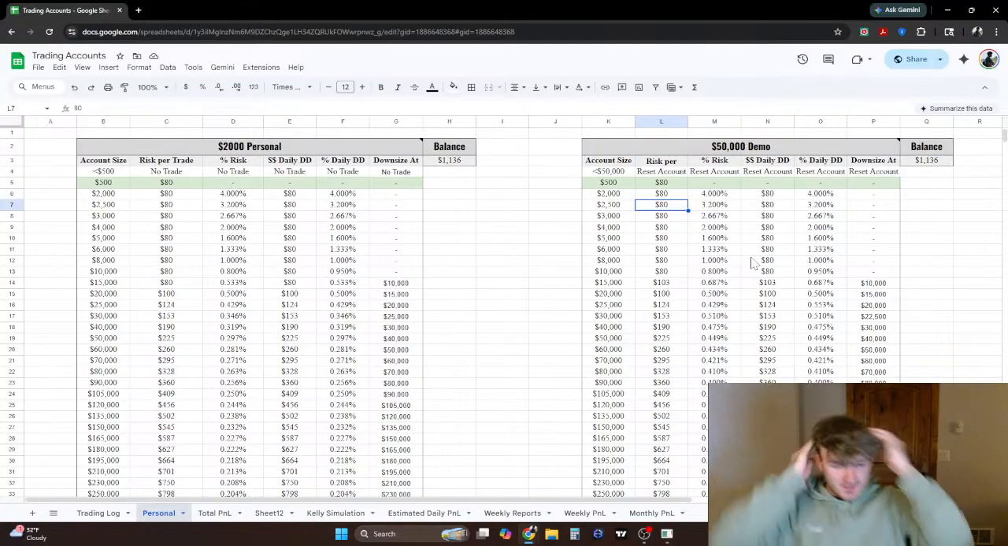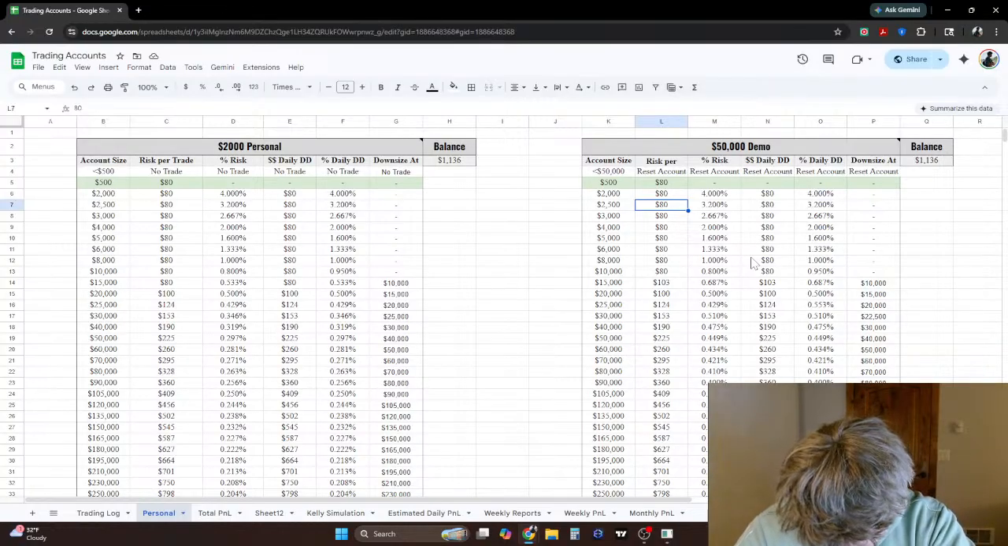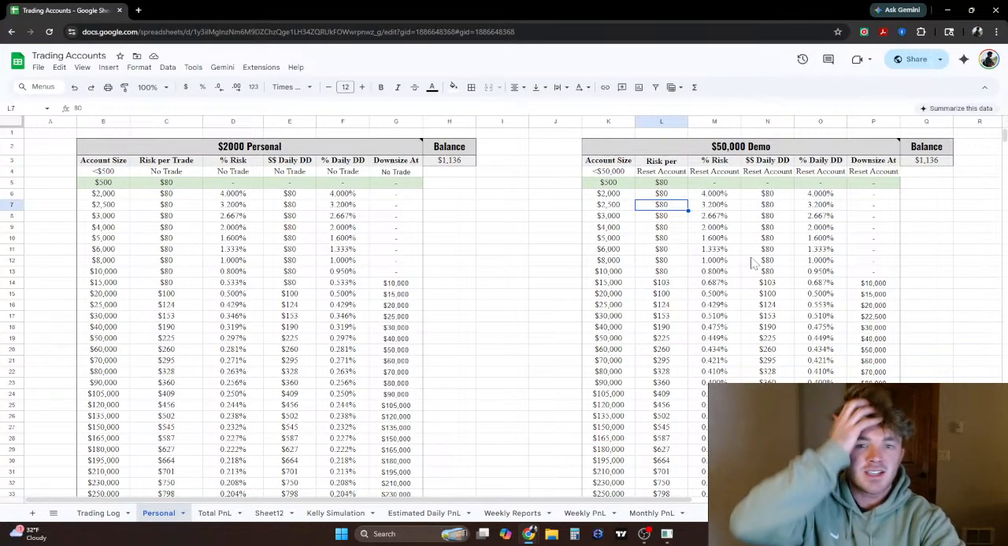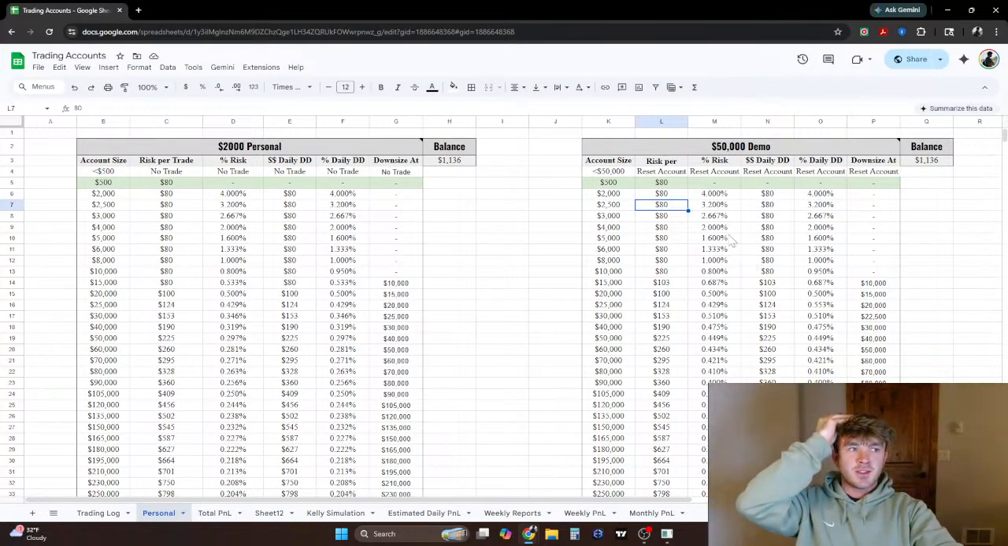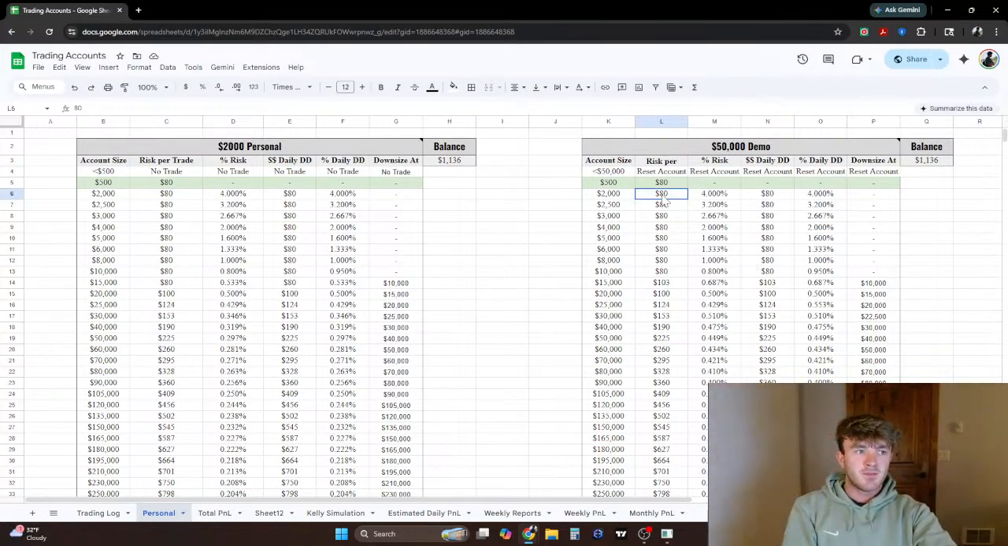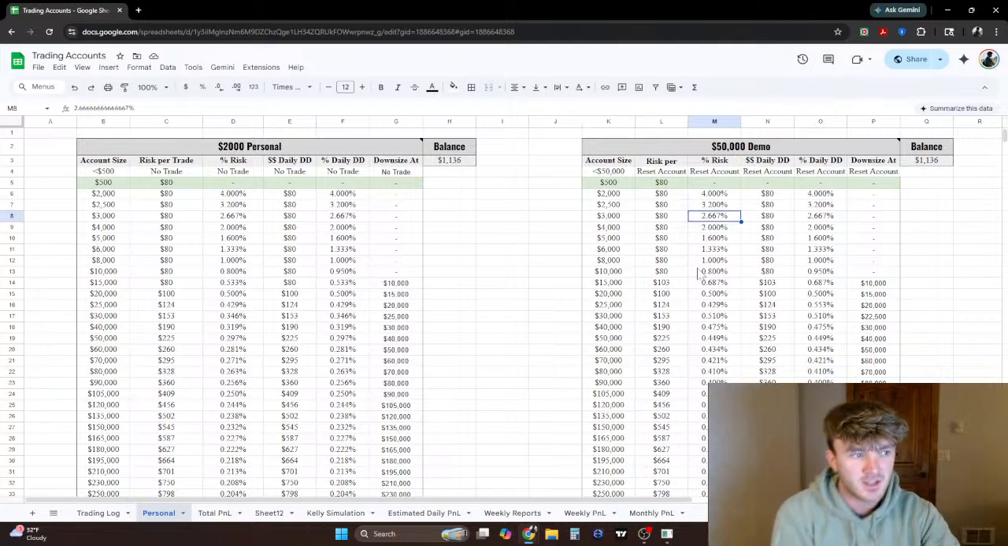So, for instance, yesterday I entered with 2 contracts when I should have entered with 1 contract. And that's something that can only be practiced if I'm risking 80, not 140. Plus then I have to change the tool every time.